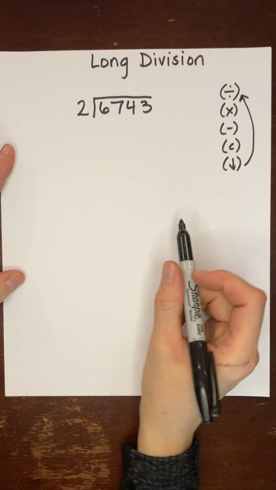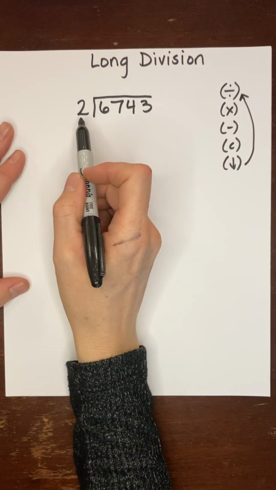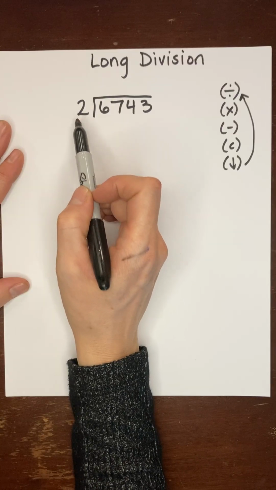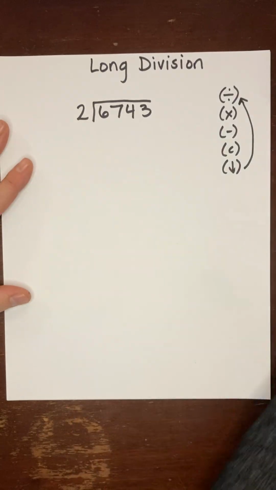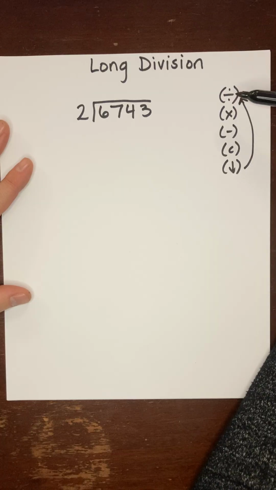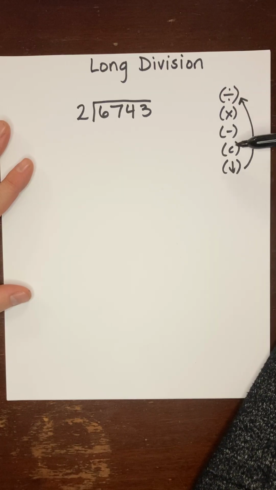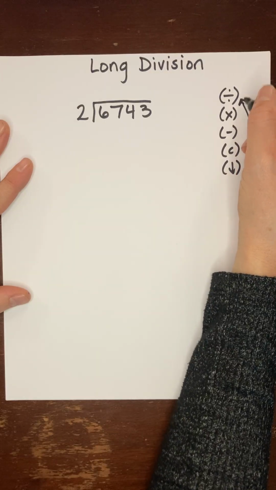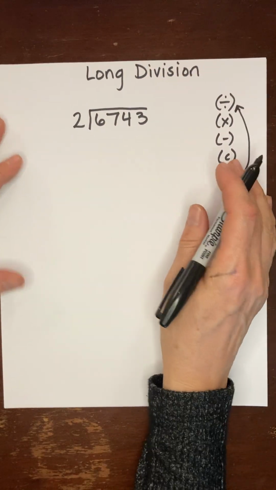Okay, in this video, we're going to look at long division with a one-digit divisor. Our divisor is the number right here on the left on the outside of the house. We're going to follow our steps of long division, which are divide, multiply, subtract, compare, and bring down. And then we're going to go right back up to the top and start again until we've gotten to the end of our long division problem.